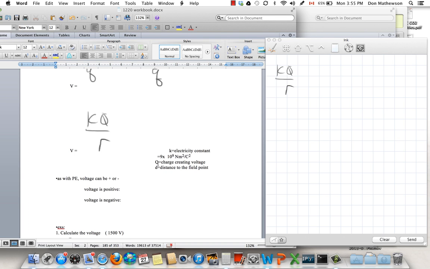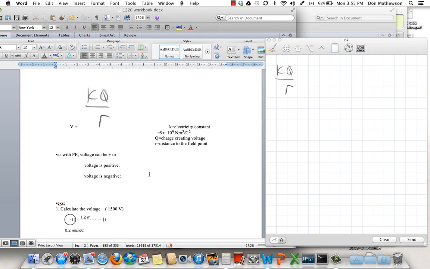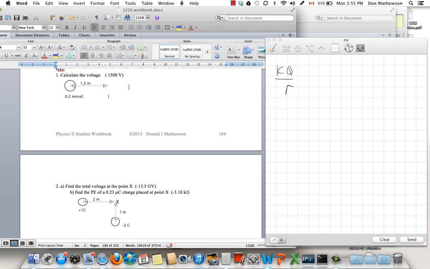And D or R is the distance to the field point. Now voltage can be positive or negative just like potential energy. Okay? So you've got to remember to insert the sign of Q, the point charge. So some simple examples. Let's find the voltage 1.2 meters from this 0.2 microcoulomb charge.